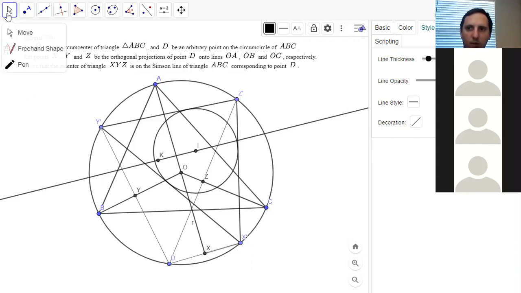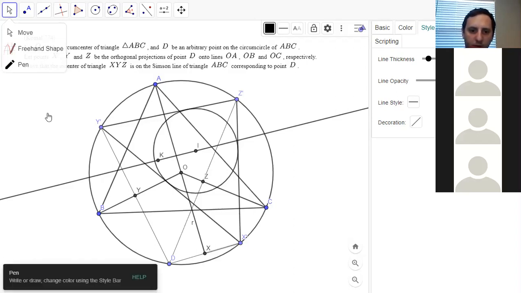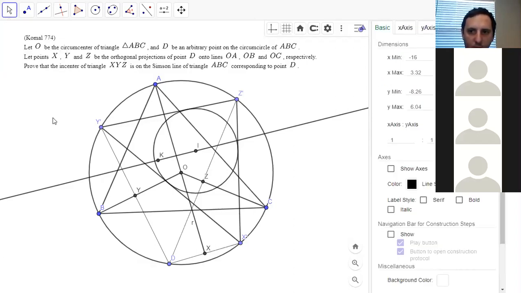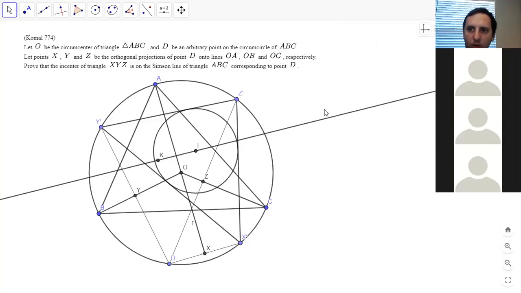Okay. All right. So what do we know about the anti-Steiner or the Steiner line? Is there anything special about it?